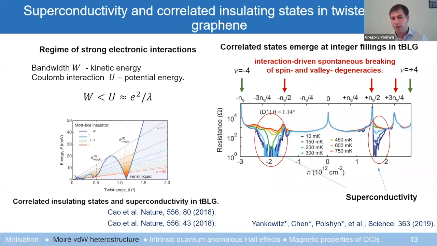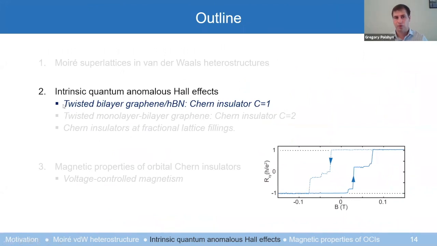And quite remarkably, in some cases, they correspond to valley polarized states. In such a case, these states break time reversal symmetry and show quantum anomalous Hall effect. And next, I'm going to talk about one such structure, which is twisted bilayer graphene aligned to HBN.